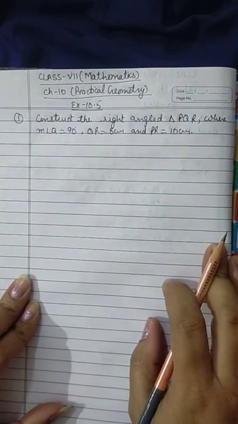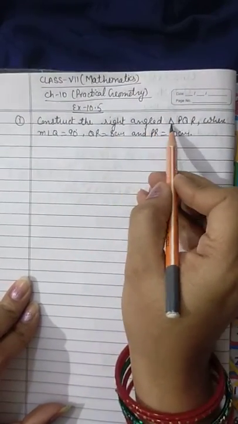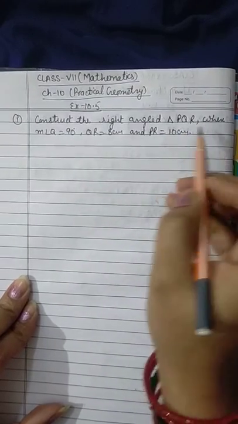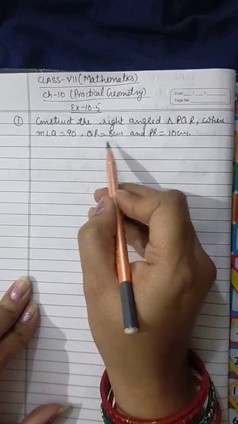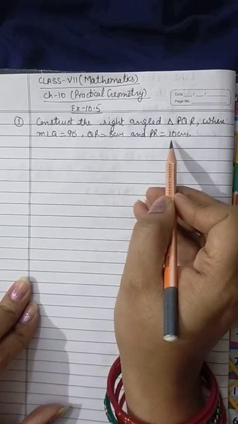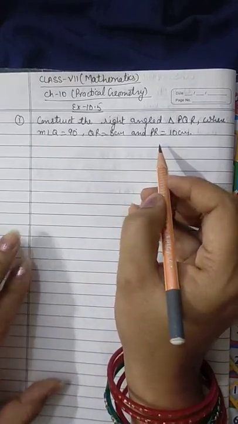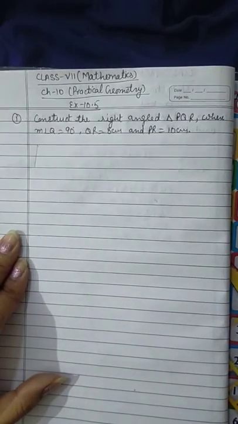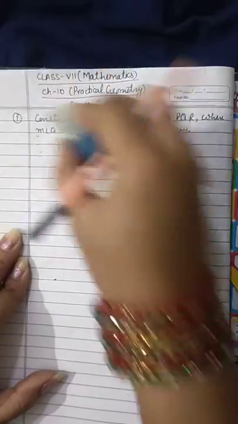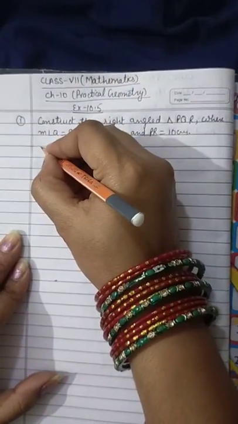So here we'll construct the right angle triangle PQR where the measurement of angle Q is 90 degrees, where QR is 8 centimeter and PR is 10 centimeter. It means, first of all, we'll draw a rough diagram like this. This is what is given to us. They are asking us to construct a right angle triangle like this.